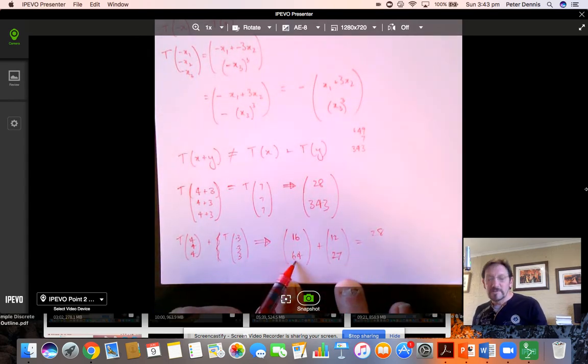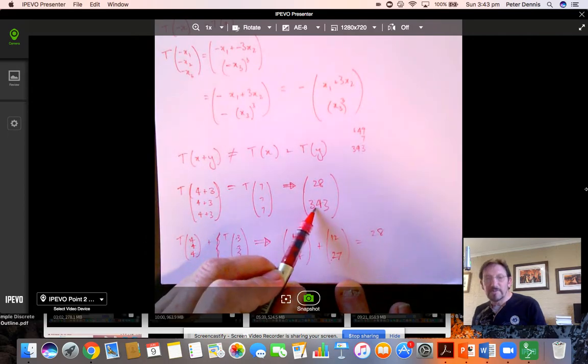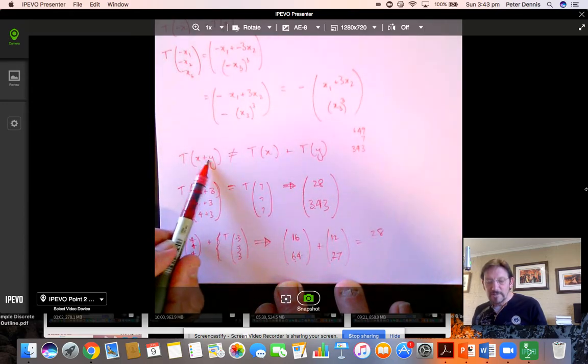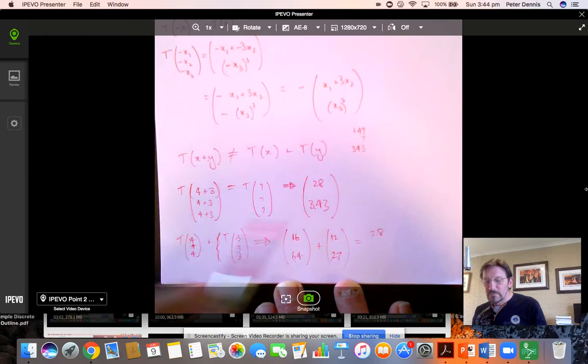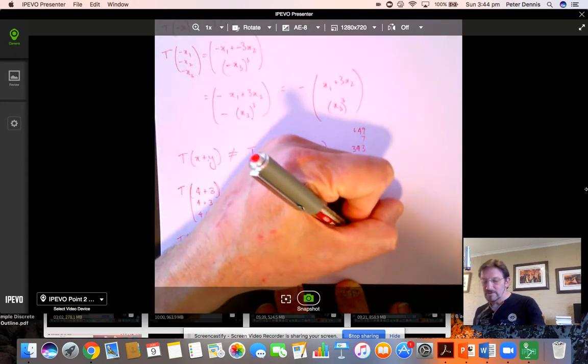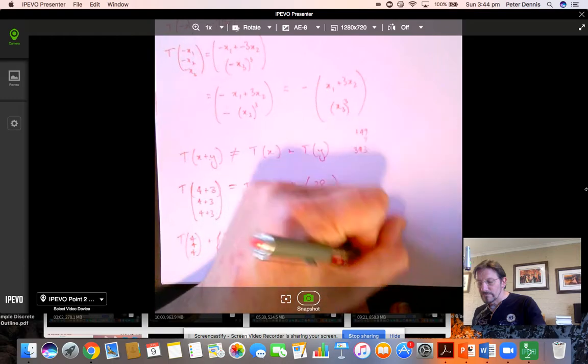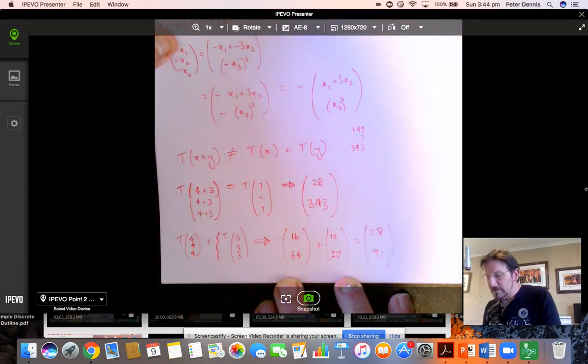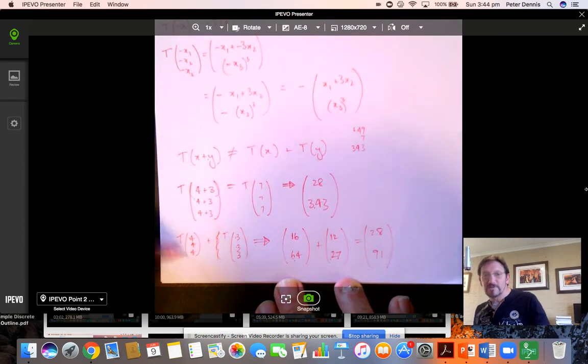But obviously 64 plus 27 needs to be 343 for this to be a linear transformation, because T of x plus y is 28, 343, but T of 4 plus T of 3 is not that. It's 91. Okay, so that's how you prove something is not a linear transformation, because this does not equal that.